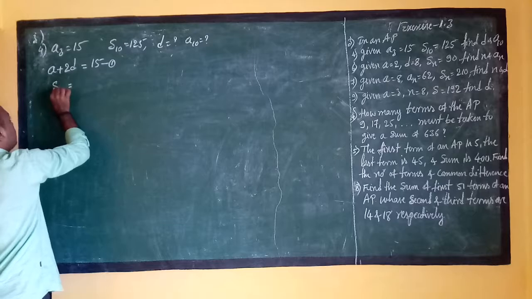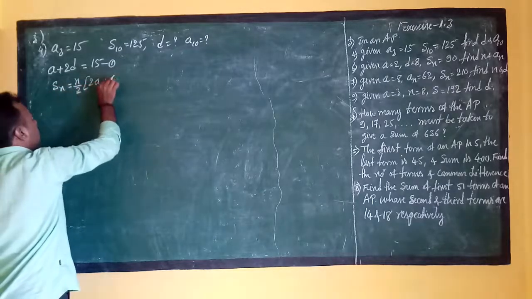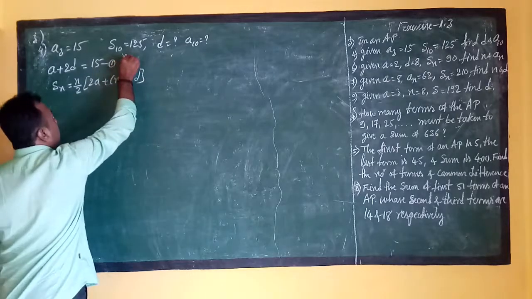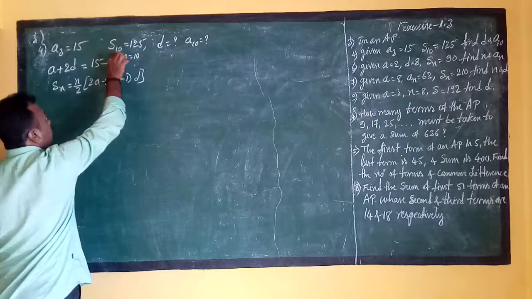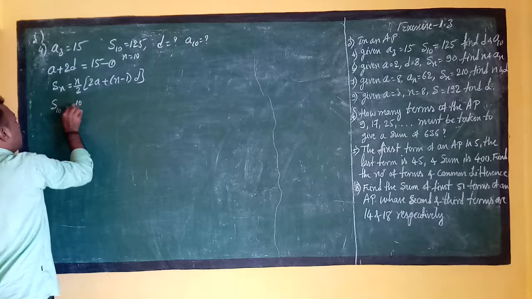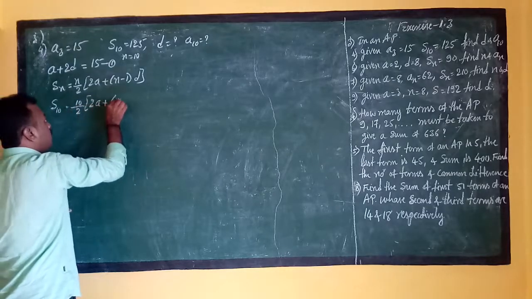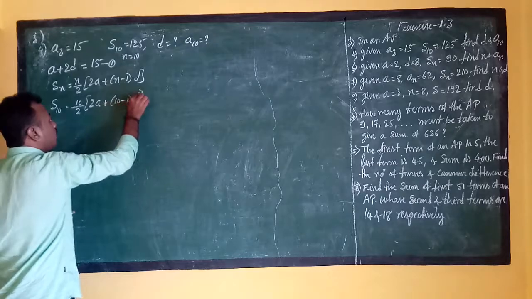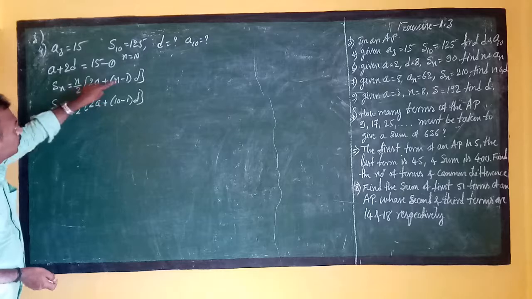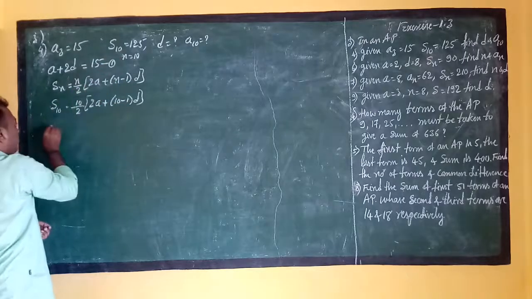Sn is equal to n by 2 into 2a plus n minus 1 into d. Here n is equal to 10. S10 means n is 10. That means S10 is equal to 10 by 2 into 2a plus 10 minus 1 into d. So instead of n, I will write 10. And S10 is already given as 125.